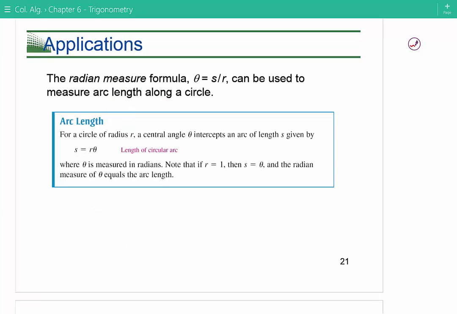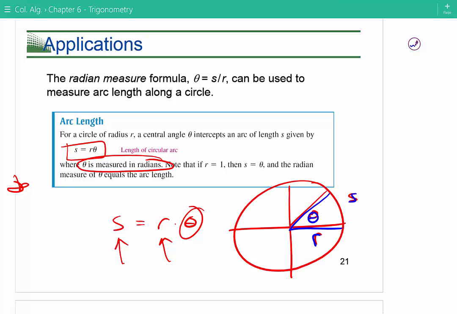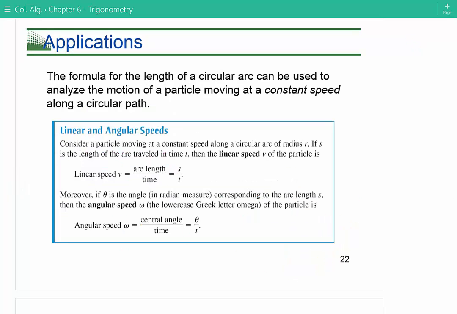Okay, we're going to do some applications with arc length. So here's the relationship between arc length, radius, and theta. Keep in mind that theta has to be in radians for this formula to work. So that's going to be very, very important for this formula that theta is in radians. But it will give us a relationship between arc length on a circle, radius of that circle, and the central angle. So this is what you're looking at right here. There's the arc length we're talking about, there's the radius, and there's the angle.